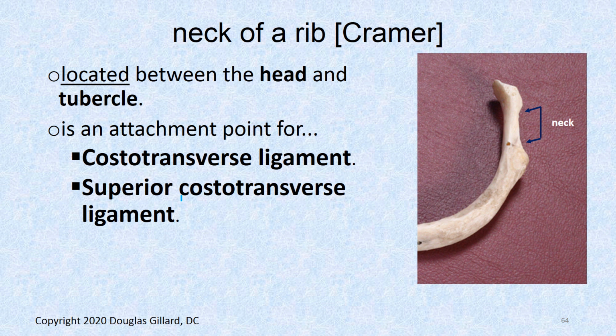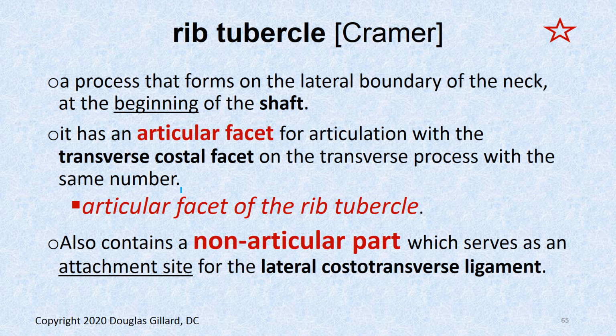There's actually 2 bands, an anterior and posterior band of this. That's why I was saying there's 3 ligaments. I don't know, that might be getting too deep though. So really technically there's 3 ligaments that connect there, but one of them is double banded. You'd have to read how the question was. Then the tubercle, we talked about that. It's a process that forms on the lateral boundary of the neck, right at the beginning of the shaft.